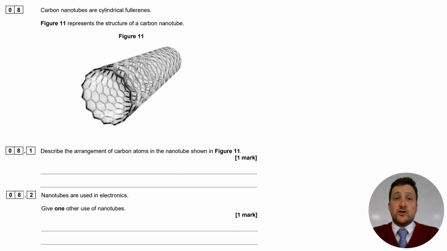Okay, carbon nanotubes. This is our allotropes of carbon. They are cylindrical fullerenes. That's lots of words in there. You need to understand what a cylinder is, what a nanotube is, what a fullerene is. And it says figure 11 represents the structure of a carbon nanotube. Describe the arrangement of carbon atoms. It told you in figure 11, which means you need to be describing it. You cannot use cylinder as an answer because they've already told you it's the cylinder. So what they're looking for is the individual carbon atoms. How are they arranged?